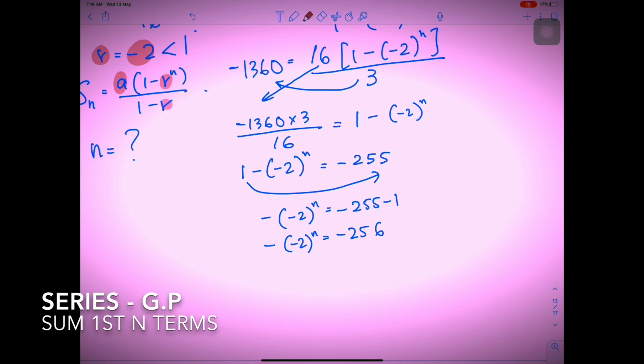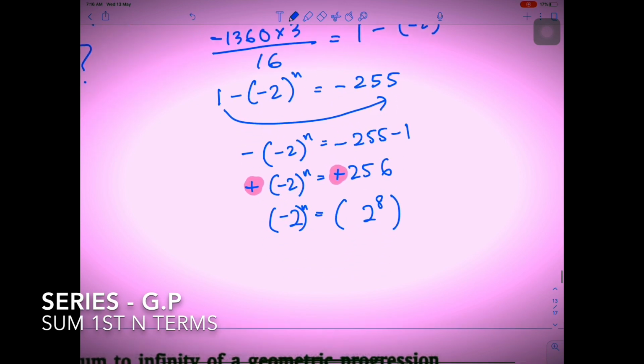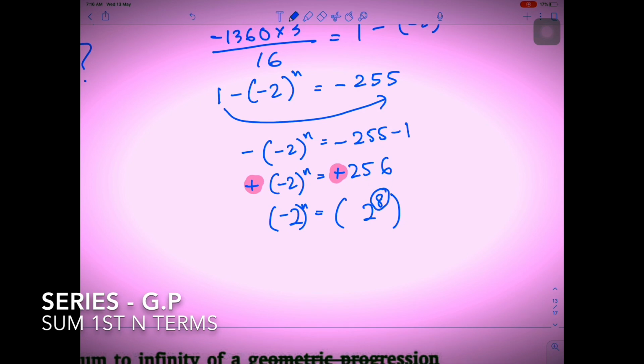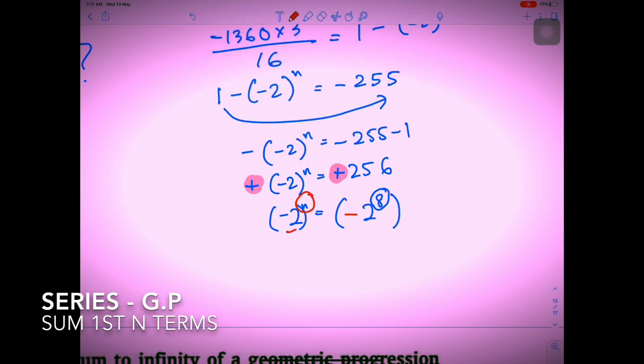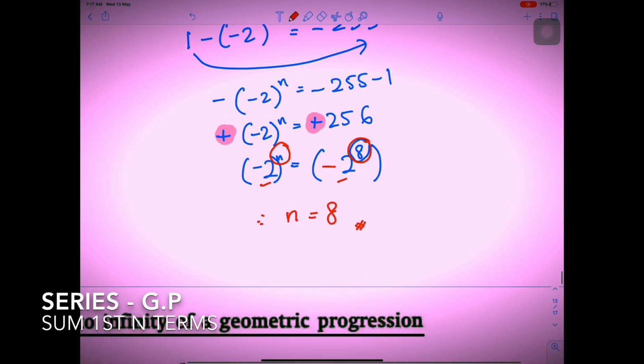Because both sides are negative, it becomes positive, so negative 2 power of n equals 256, which equals 2 power of 8. Because the index is even, we can put the negative here. We want to equate the same base and equate the index, therefore n equals 8. Just simple equating only.